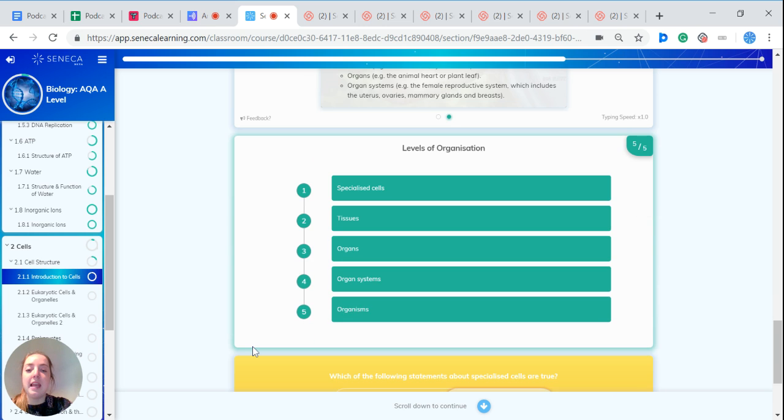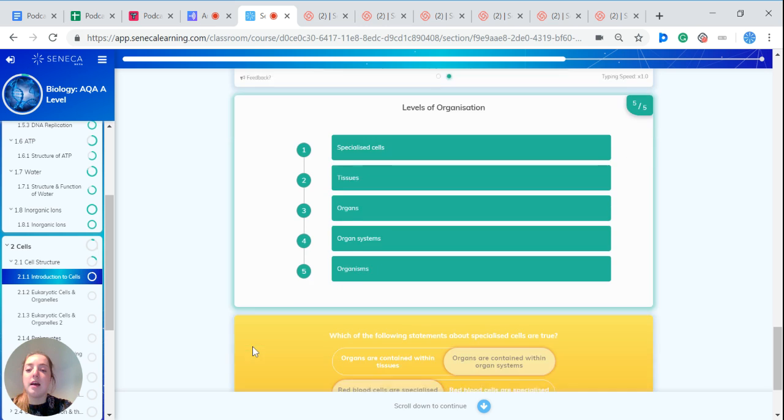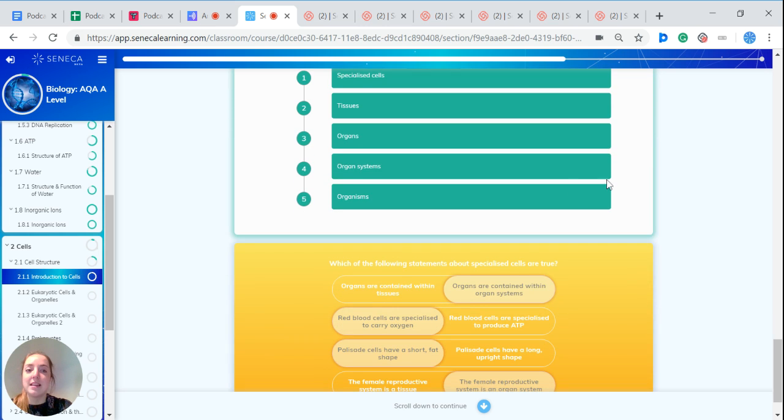So to recap that level of organization, you have specialized cells, tissues, organs, organ systems, and organisms, which is the highest level of organization.